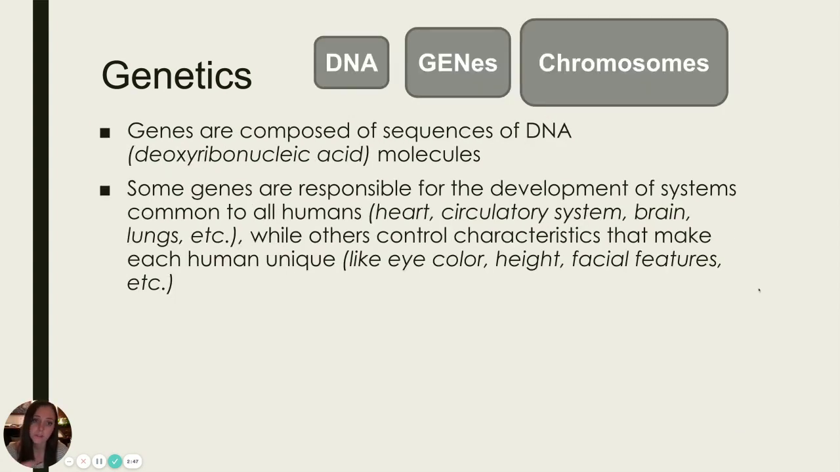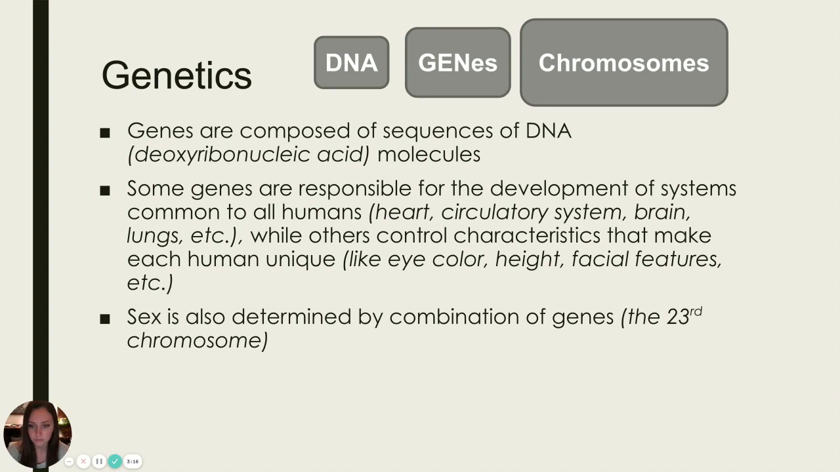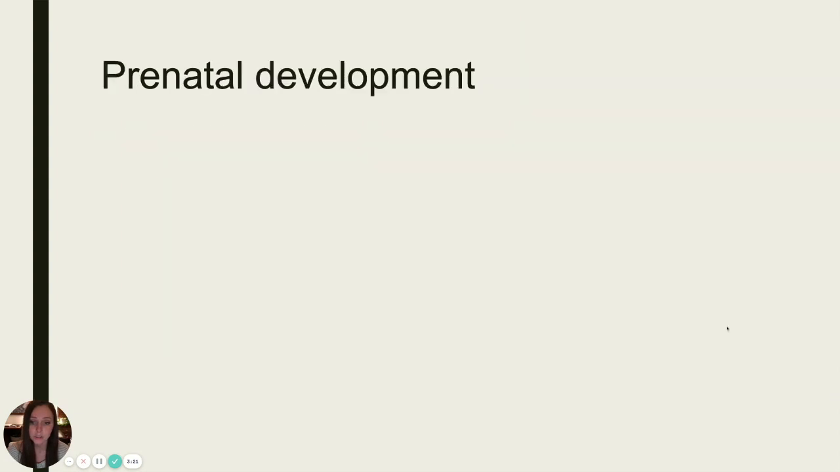Okay, so our genes are composed of sequences of DNA. Some genes are responsible for the development of systems common in all humans. So heart, circulatory system, the brain, the lungs, everyone has those, right? You've got to have those parts to be a human, while others control characteristics that make each human unique. So you can have a unique eye color, height, facial features, etc. Some people are taller or shorter. Some people have blue eyes or green eyes. All of that fun stuff. And then your biological sex is also determined by a combination of genes. So they do a lot of things.